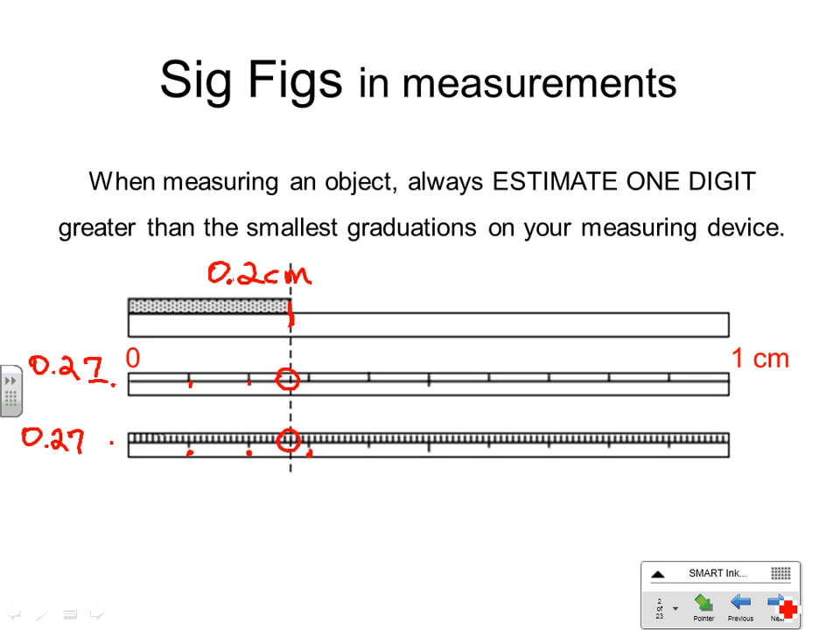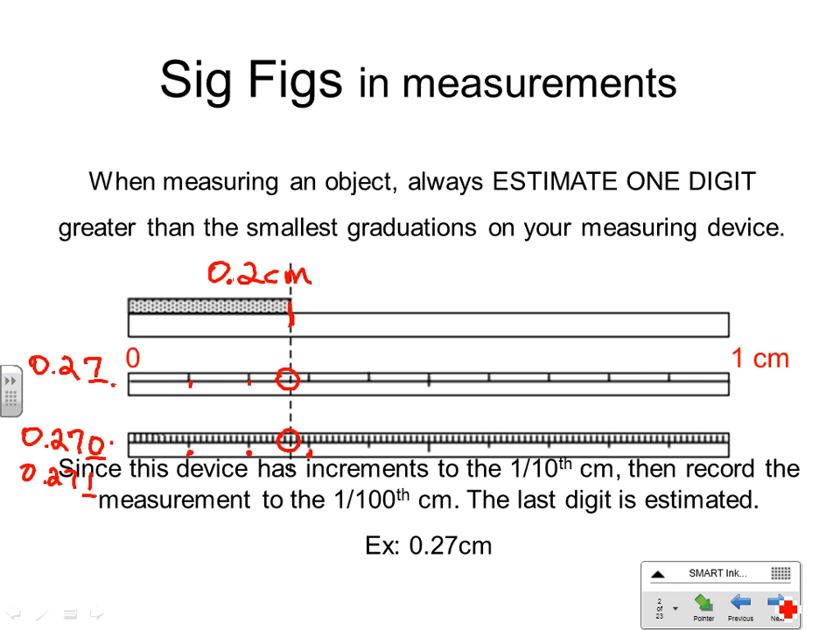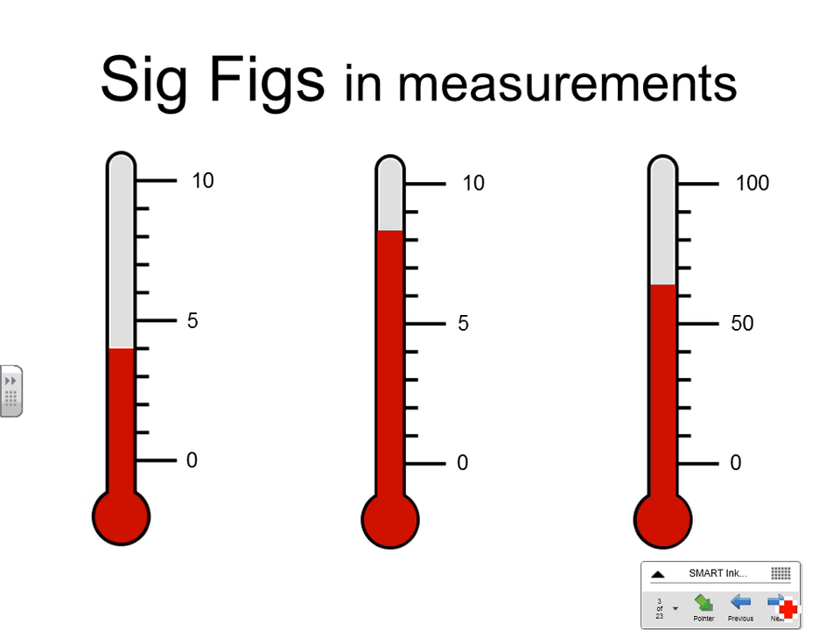We also have to estimate. So we can estimate this next number, and I'm going to say that looks like it's 0.270. You might say 0.271. That estimated digit can vary between individuals. And then that's the example right there. The last digit is estimated.